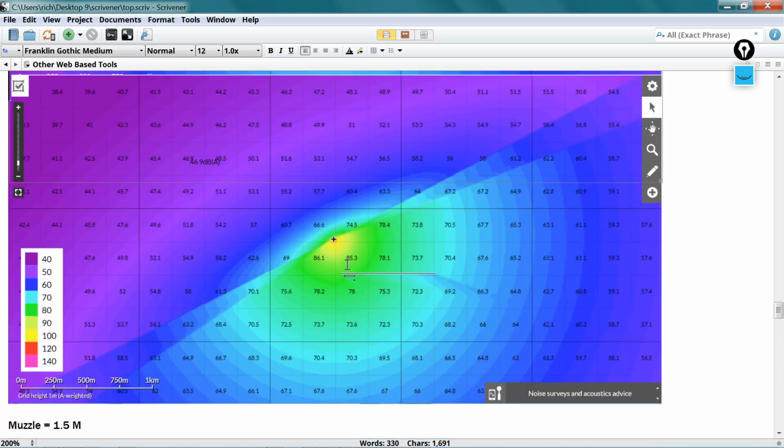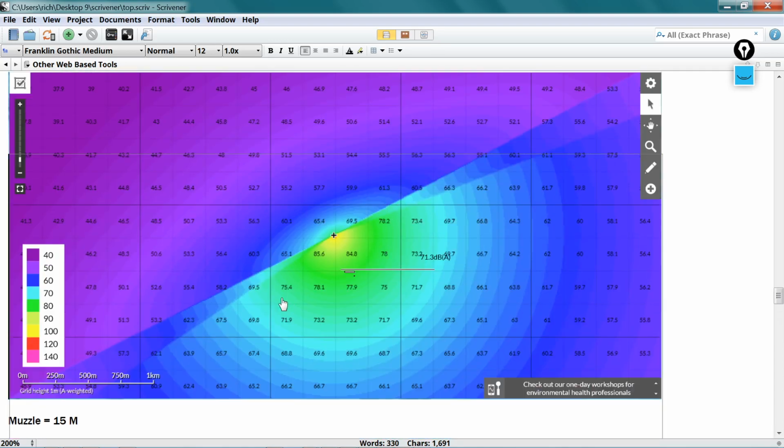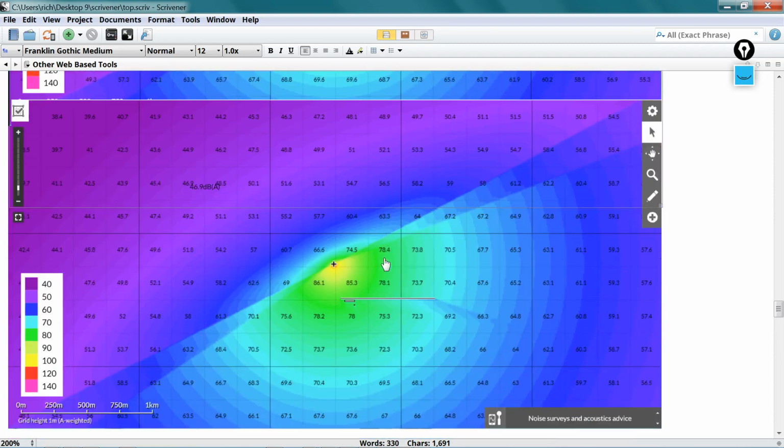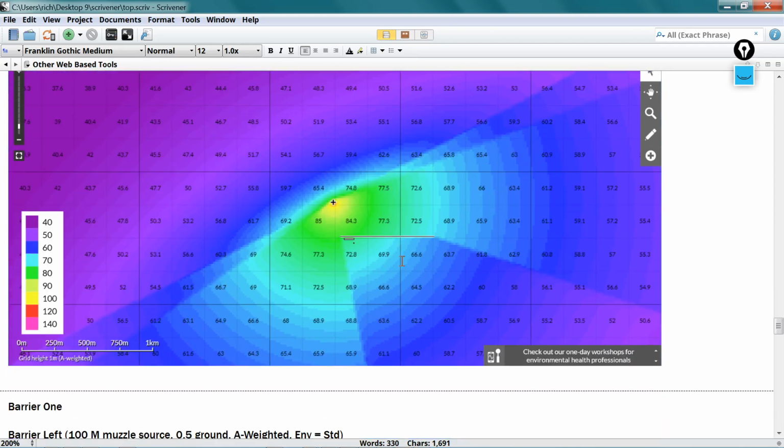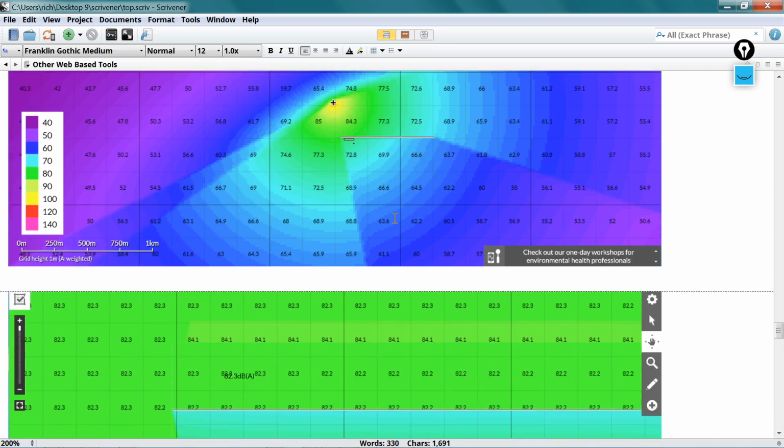An elevated shooter gives you this more uniform semicircular pattern, whereas a shooter on the ground is going to give you all sorts of variations in patterns. And this is just with that one little barrier out front. You've got all sorts of buildings and tents and other barriers here, and I haven't even begun to try to model them with this program because it just doesn't have that capability.